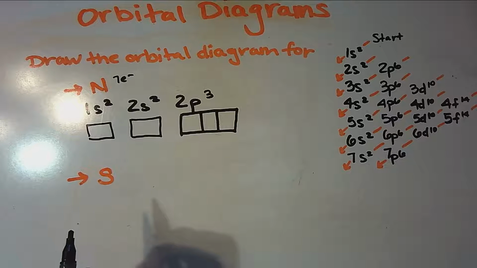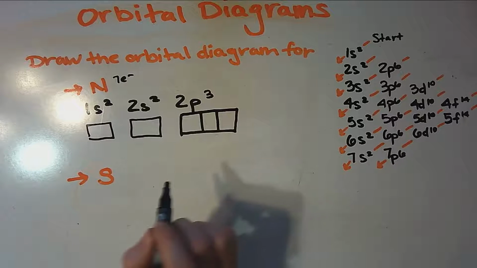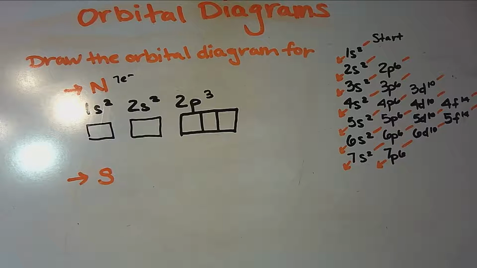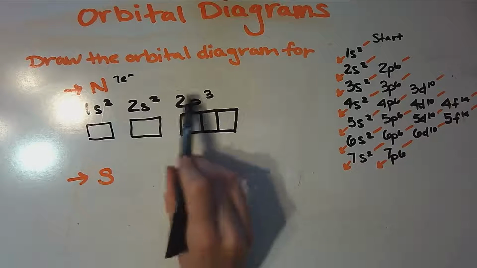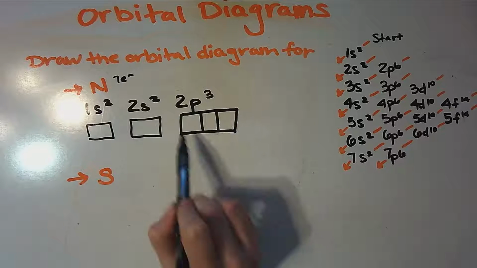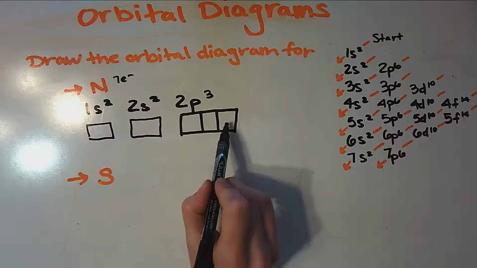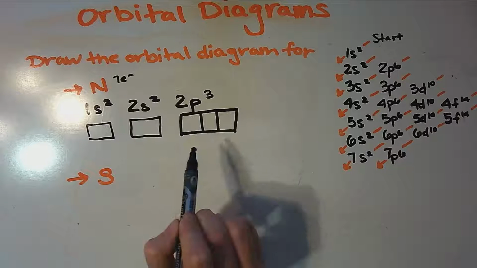Now I'm going to utilize Hund's rule and the Pauli exclusion rule as I fill up the electrons in my orbital diagram. So remember, Pauli exclusion rule states that you can have no more than 2 electrons per orbital and they must have opposite spins. Hund's rule states that electrons in a sublevel like p, d, and f, where there's more than one orbital, will enter an orbital by themselves first before they will pair up.